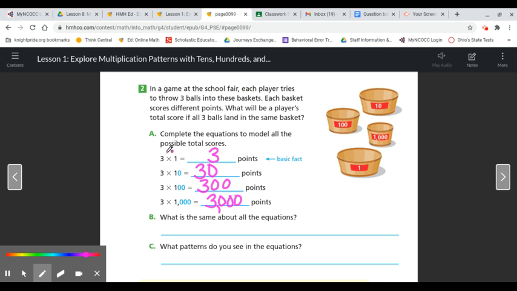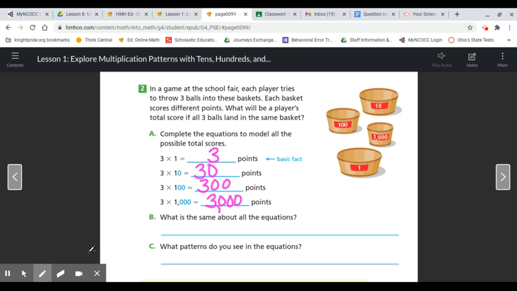Well, one pattern you can see if you look straight down, we have 3 as a factor times 1, making up our basic fact. But then another pattern would be the number of zeros in the product: a multiple of 10 in a factor that's a multiple of 10, you're going to have the same number of zeros in your product. So times 10 has 1 zero, our product has 1 zero. Times 100, that's 2 zeros, our product has 2 zeros. Times 1,000 has 3 zeros, our product has 3 zeros.